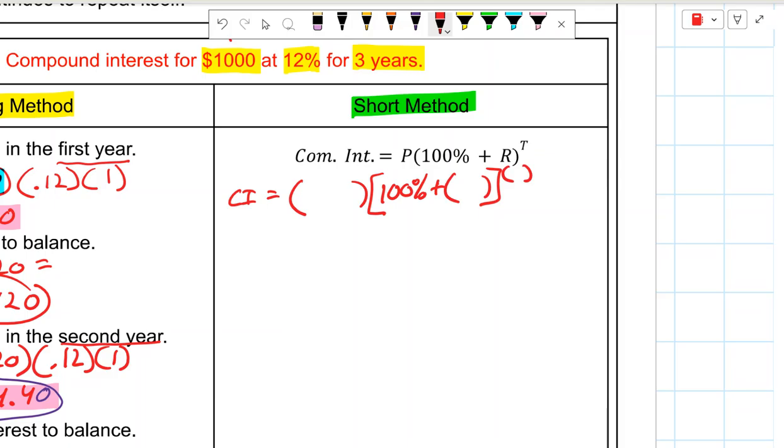All right, now we're going to put our P, our R, and our T in. So our P is $1,000. Our R is 12%. And our time in years is 3. So you put a 3 up here as an exponent. All right, now we're set to do the math. This is taking us back to the first semester. It's GEMS all over again. Do your grouping symbols first. There's nothing to do in the thousands, so you go to the bracket here. And inside the bracket, 100% plus 12% is 112%.